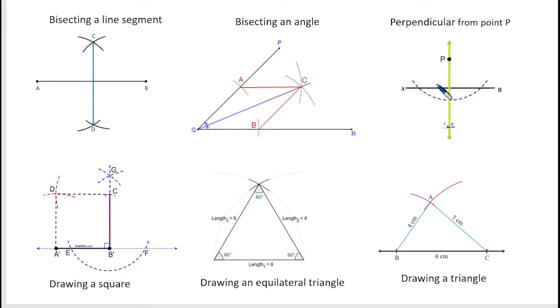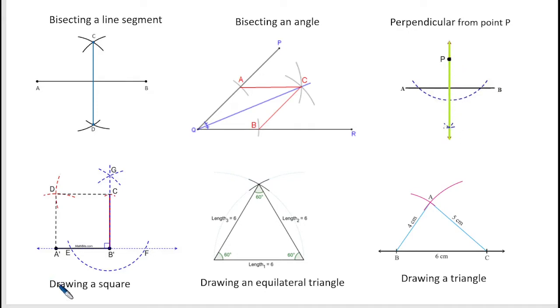How do you drop a perpendicular from a point? Say you have a line and you want to drop a perpendicular line. So what you do, from the compass tip you keep it here, and with the pencil you draw this arc, and then from this point here, you again draw an arc. So you get this point and this point, you join it. So this will be perpendicular.